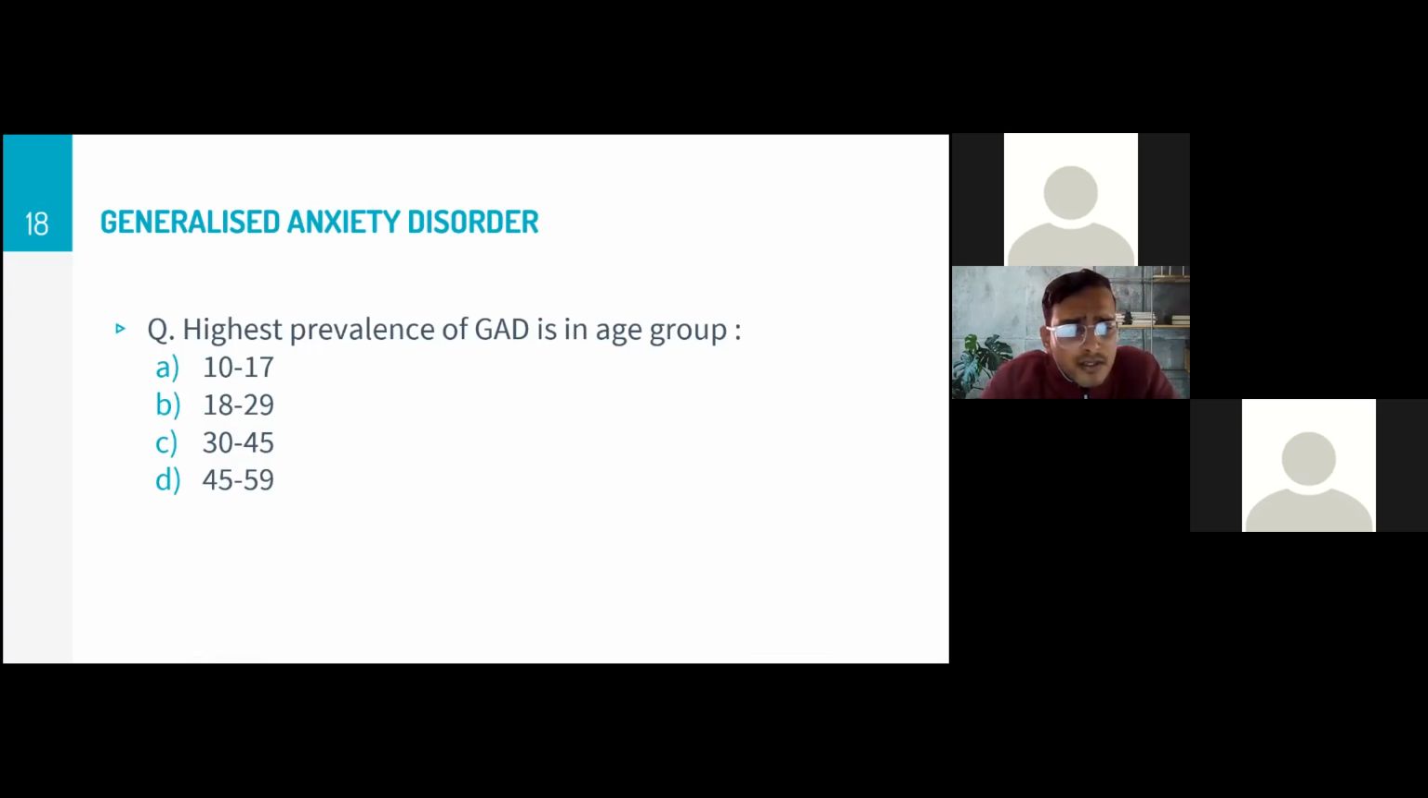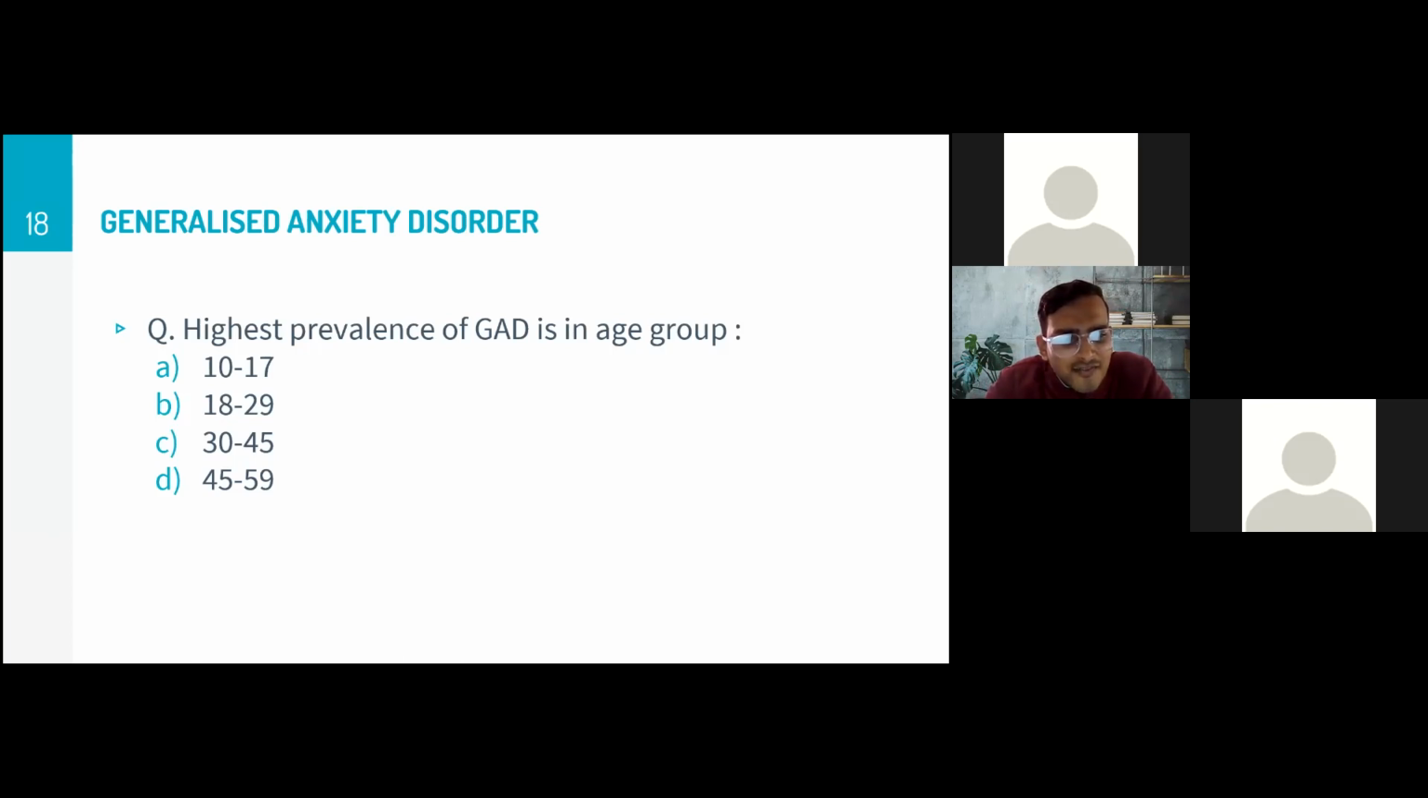So there's a question for everybody. The highest prevalence of generalized anxiety disorder is in which age group of the 4: 10 to 17, 18 to 29, 30 to 45, or 45 to 59? Any guesses? B. 18 to 29.